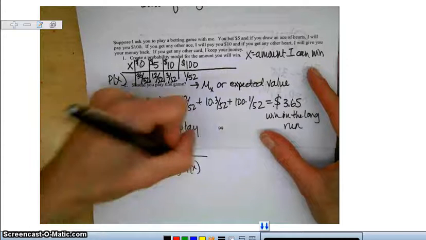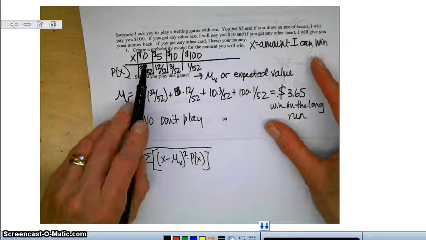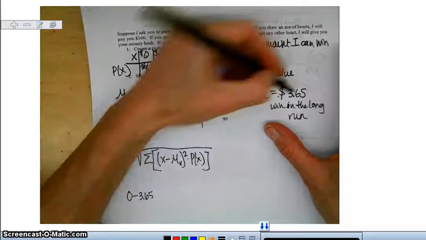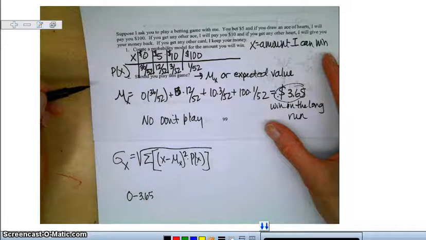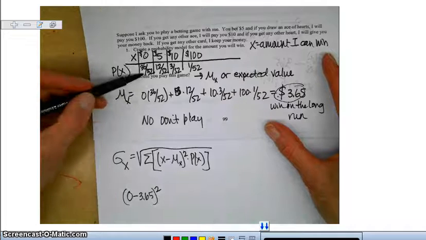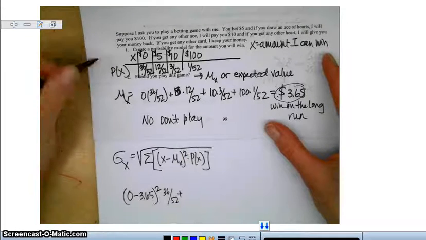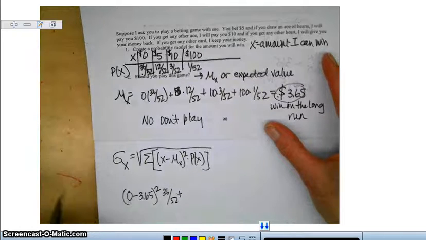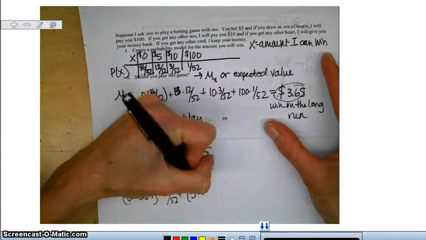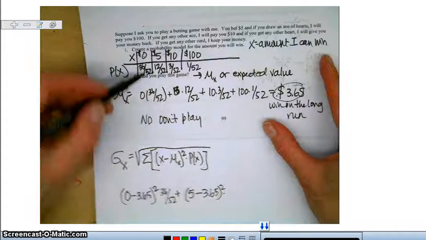So basically what you do is you take every x value, there are 4 x values, 0, 5, 10, and 100, and from each of those you're going to subtract the expected value, which was $3.65. You're going to square that, and then take it times the probability that went with 0, which is 36 over 52. You're going to add to that the same thing with the next x value and its probability. So the next x value is 5 minus the expected value, square it, times its probability, which is 12 over 52.